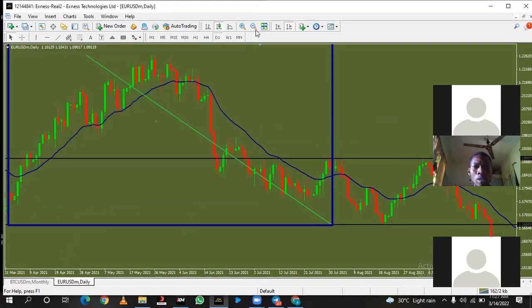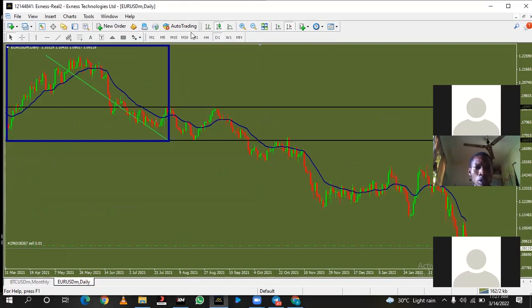Are you seeing the daily market structure level? Good. Can you see that daily already formed a market structure level as it was dropping? Can you see?